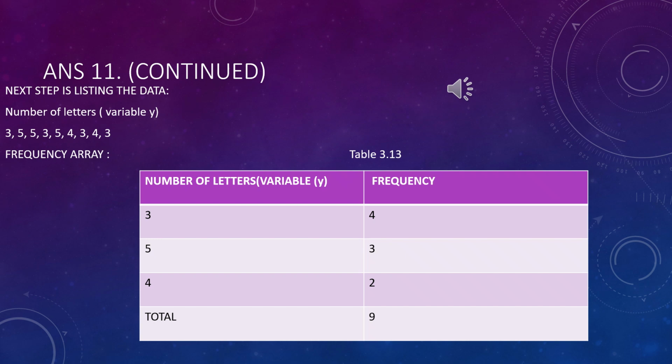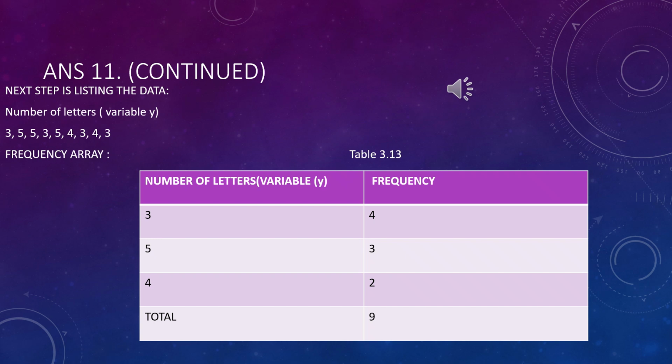So for the number of letters variable, which is y, for number of letters 3, how many times is it there? We find that 3 comes 4 times, so the frequency will be 4. 5 comes how many times? 5 comes 3 times, so the frequency will be 3. Then 4 comes how many times? 4 comes 2 times, so the frequency will be 2.